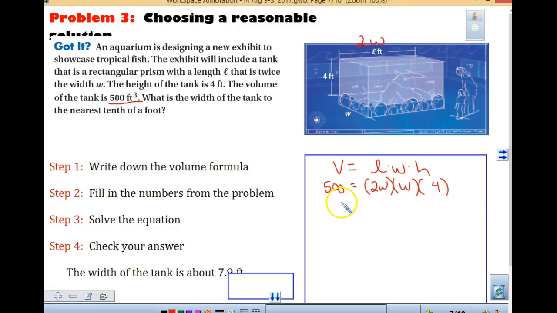We have 500 is equal to 2W times W gives us 2W squared, times 4 gives us 8W squared. Now, this is a problem like we were just solving, only it's in a story situation. So we have 8W squared equals 500. We need W squared by itself.